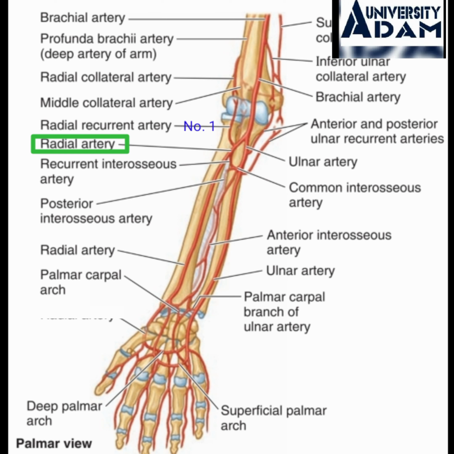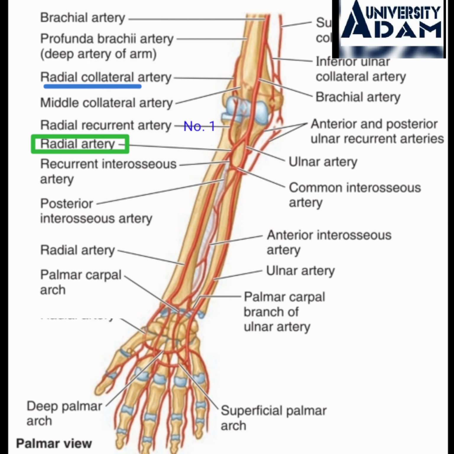Number 1, radial recurrent artery. This is the radial recurrent artery, which arises just below the level of the elbow and runs upward and makes anastomosis with the radial collateral artery. This is the radial collateral artery.